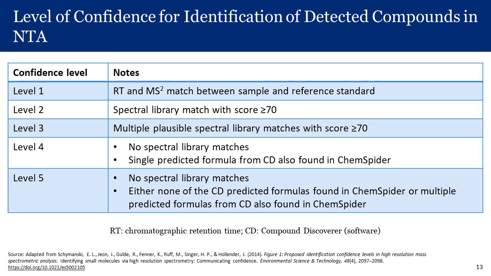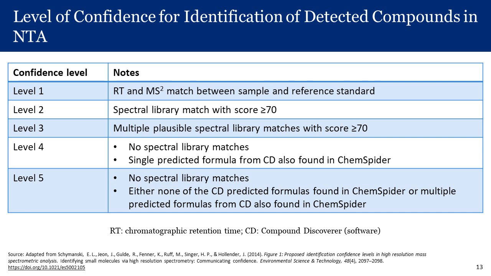When we go one level up, level 4, in this case also we don't have any spectral library matches, but we have a single predicted formula that we're getting from Compound Discoverer that is also found in, for example, online databases such as ChemSpider. Level 3, which is the next level, means that we actually have spectral library matches. So the compound is included in spectral libraries, but we don't have just one match, we have several matches. And you can distinguish those with the quality.